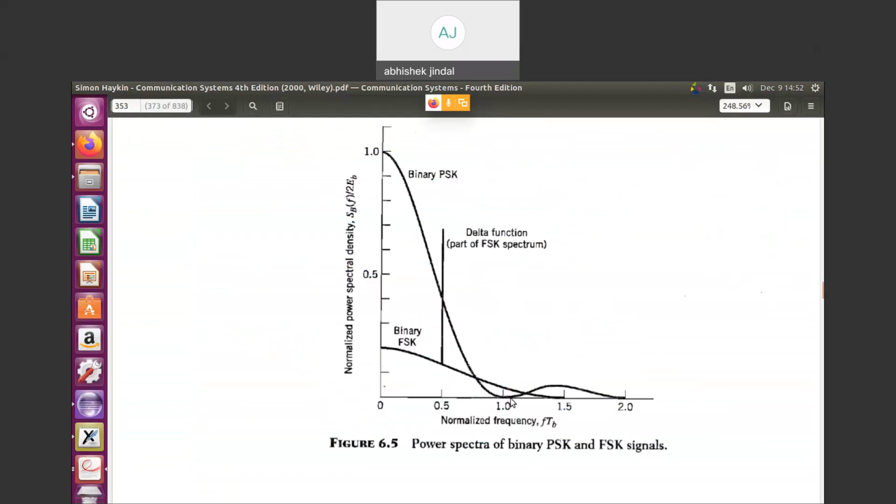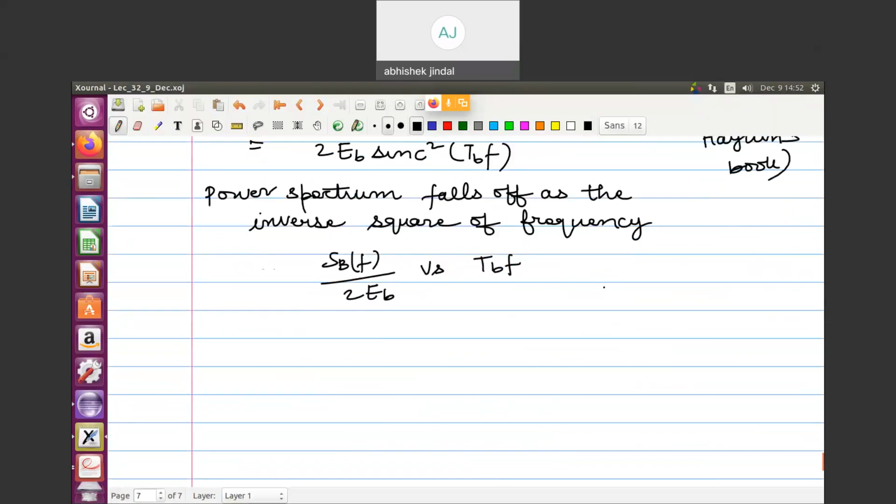So this has a first null bandwidth when f TB is equal to 1. So it means that f is equal to 1 upon TB is the first null bandwidth. So this much is the bandwidth consumption you will assume it will minimum have. And then it just falls down, and this is the square function, and hence this doesn't go in the negative. Okay. So this is this.